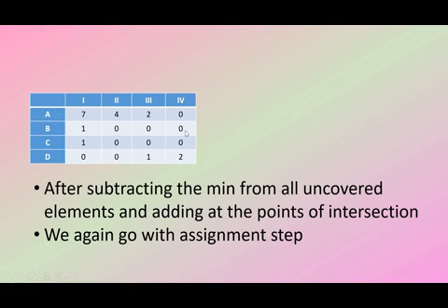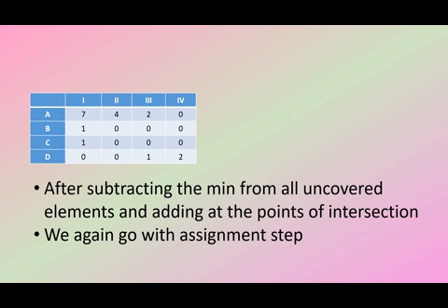A has a 0, B has 0, C has 0, D has 0. Check whether all columns have zeros. 1 has 0, 2 has 0, 3 has 0, 4 has 0. So no need of row reduction or column reduction. Straight away you can go to the assignment step.